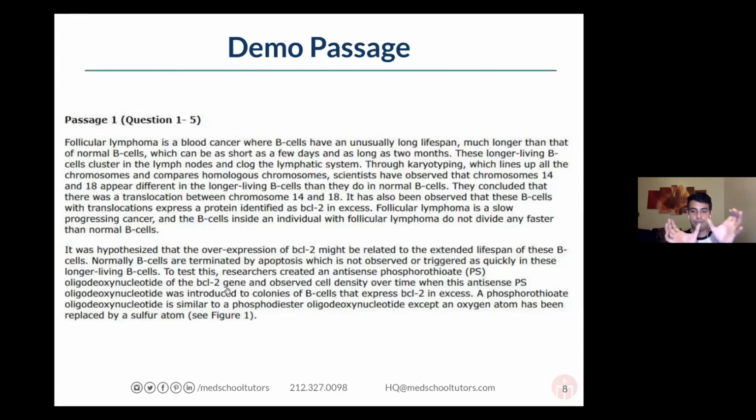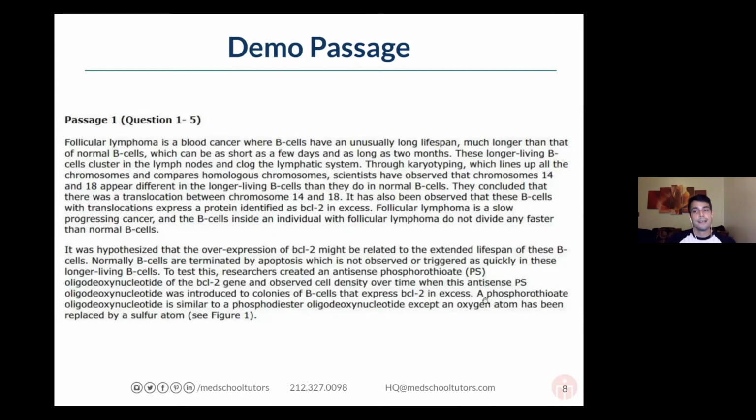So you want to chunk these sentences, right? Introduced to colonies of B cells that express BCL2 in excess. By that, they just mean those longer living B cells from FL, because those are the B cells that have BCL2 in excess, right? So they're looking at those FL cancer cells, and they're looking at those cells after they added this antisense strand of the BCL2 gene there.